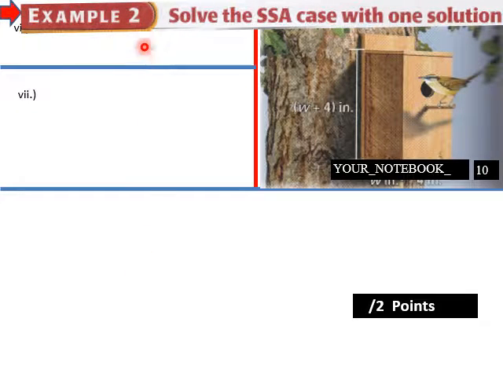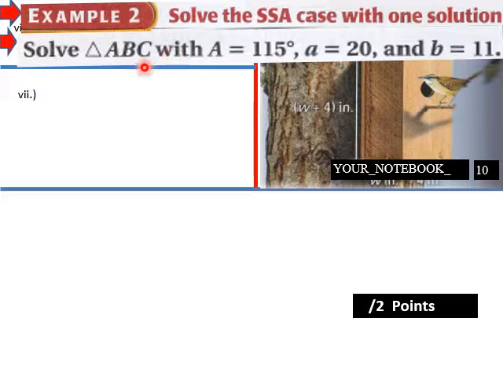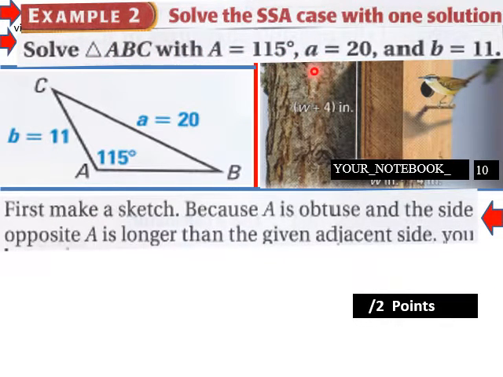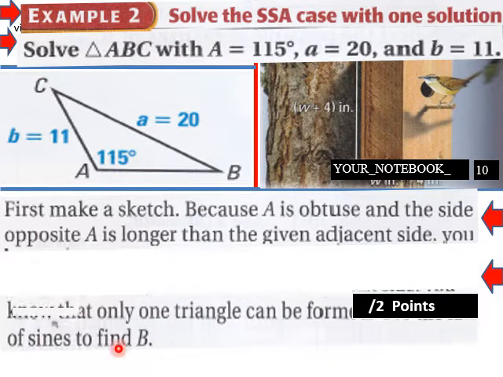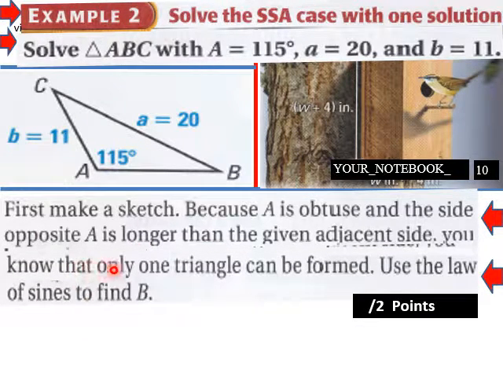Okay, so example 2: solve the SSA case with one solution. Solve triangle ABC with A equals 115 degrees, a equals 20, and b equals 11. First make a sketch. Because A is obtuse, the side opposite A is longer than the given adjacent side, so only one triangle can be formed. Use the law of sines to find B.